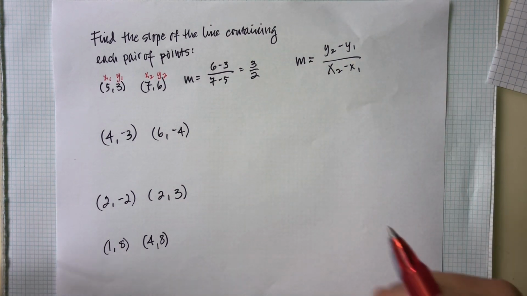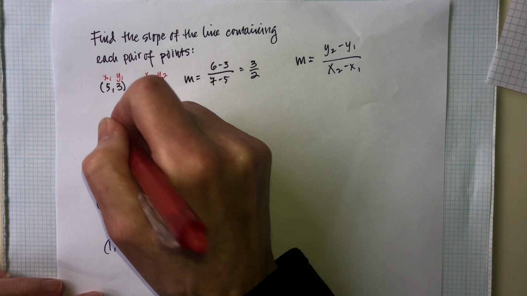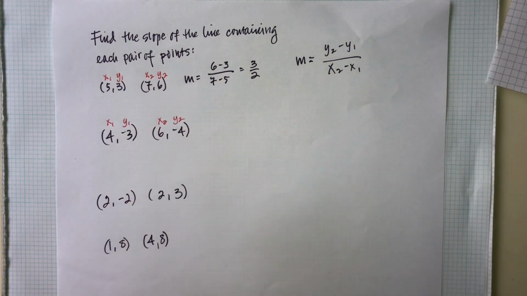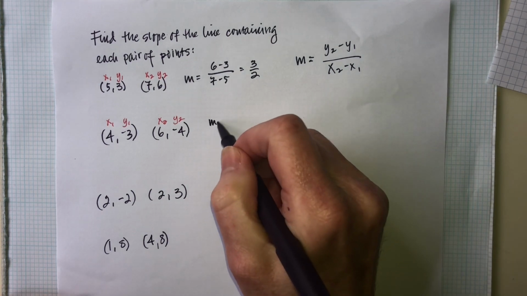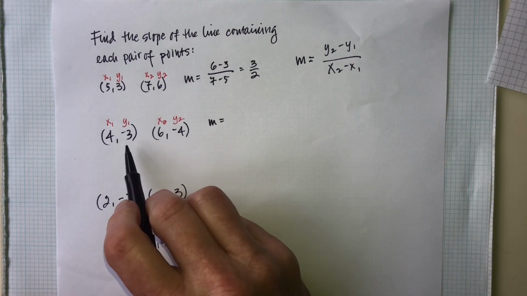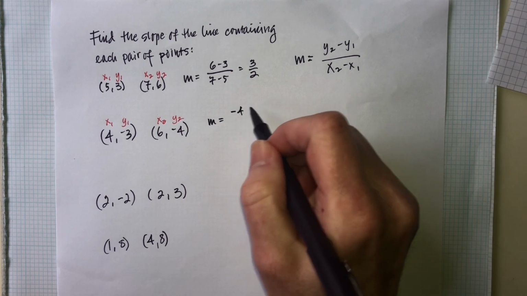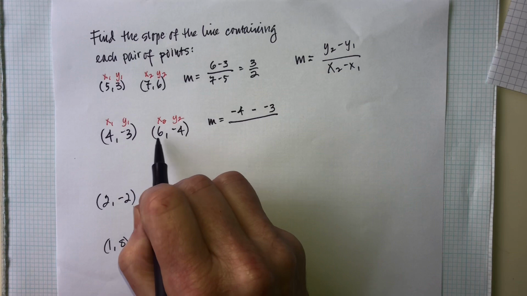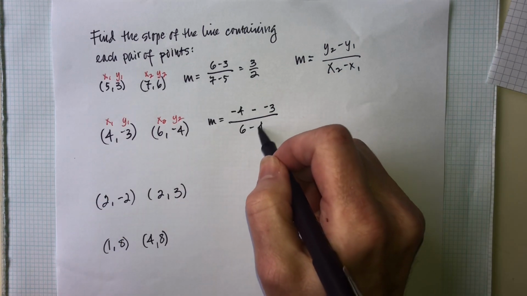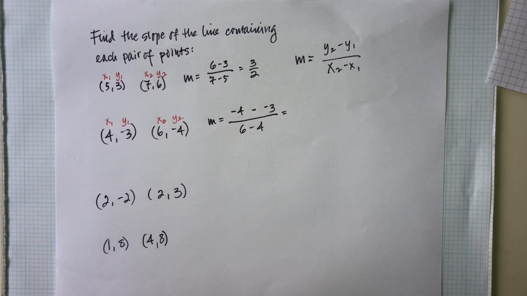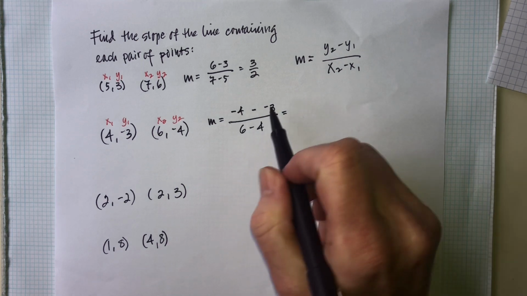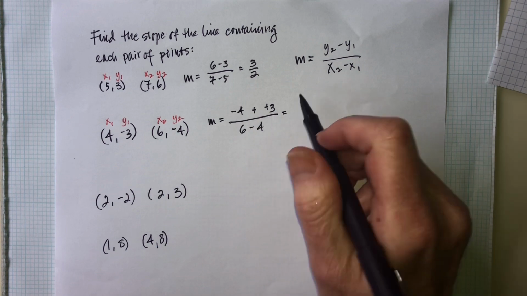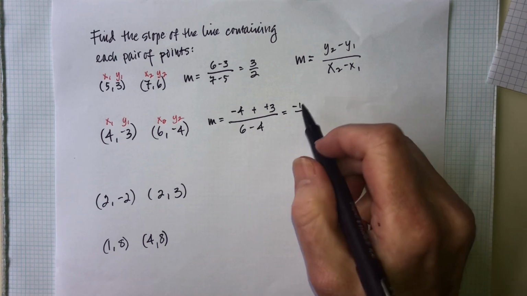All right, our next problem, again, label x1, y1, x2, y2. So M equals, all right, y2 minus y1, so negative 4 minus negative 3 over 6 minus 4. All right, so remember when we're subtracting a negative, that makes it positive. So negative 4 plus 3 is negative 1. 6 minus 4 is 2.